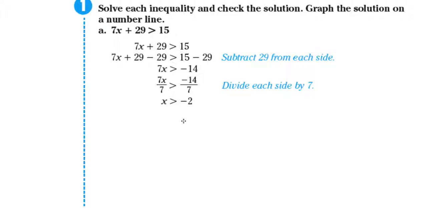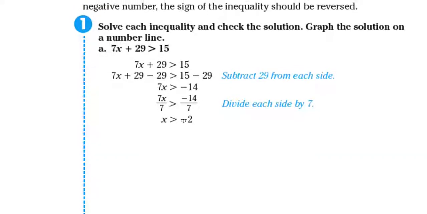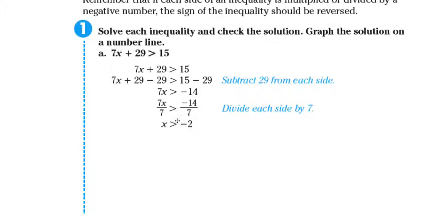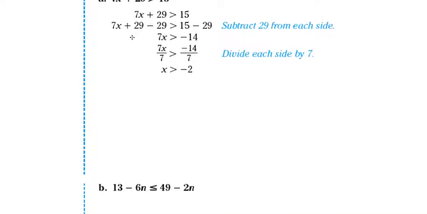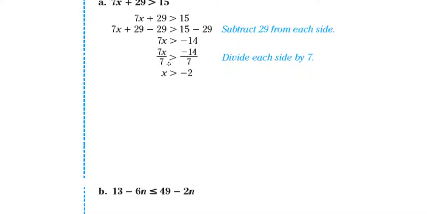Okay, x is greater than negative 2. Why did the inequality symbol not change? Because we did not divide or multiply by a negative number. We divided by positive 7. And that's the reason why the inequality remained the same. So any number greater than negative 2 is a solution for this inequality.